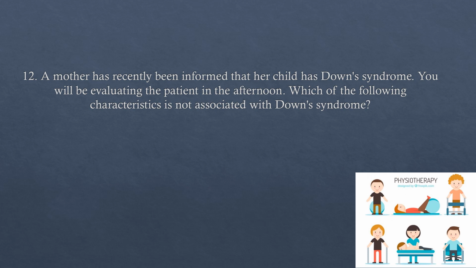Question number 12. A mother has recently been informed that her child has Down syndrome. You will be evaluating the patient in the afternoon. Which of the following characteristics is not associated with Down syndrome? A. Simian crease. B. Brachycephaly. C. Oily skin. Or D. Hypotonicity. And the answer is C. Oily skin. Let's go to the next question.